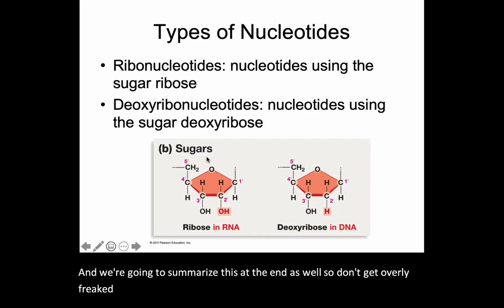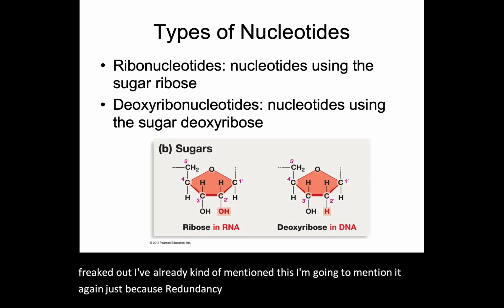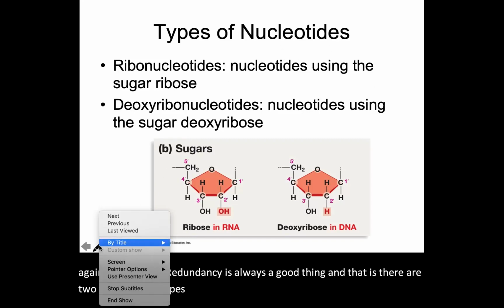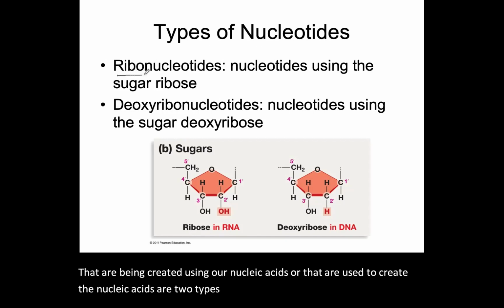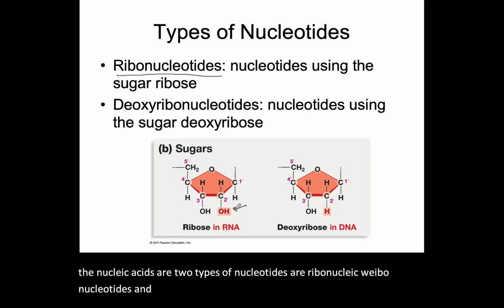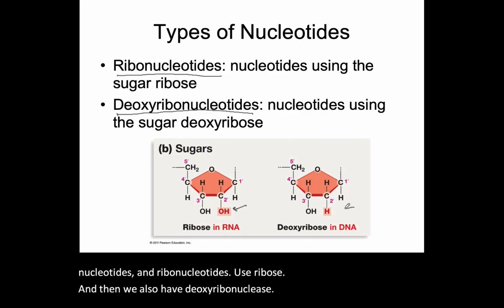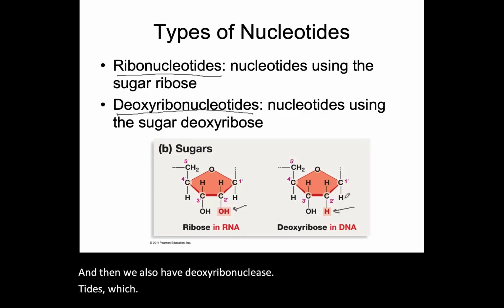I've already kind of mentioned this. I'm going to mention it again just because redundancy is always a good thing. There are two main types of nucleotides that are used to create the nucleic acid. Our two types of nucleotides are ribonucleotides, which use ribose, and deoxyribonucleotides, which use deoxyribose as the sugar.